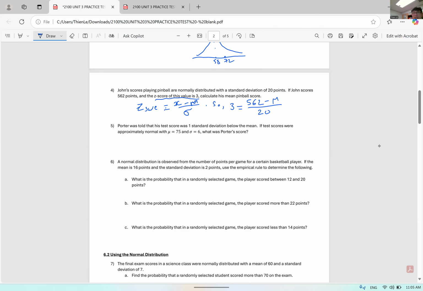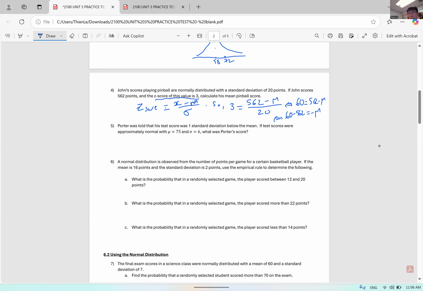And this is basically, I think, a fourth grade problem. And what you need to do is you just times both sides by 20, right? It will be equivalent to 60 equal to 562 subtract mu, right? Which is equal to, now one way you can do is add a negative 560 to both sides, right? So this will be 60 minus 560 equal to negative mu.